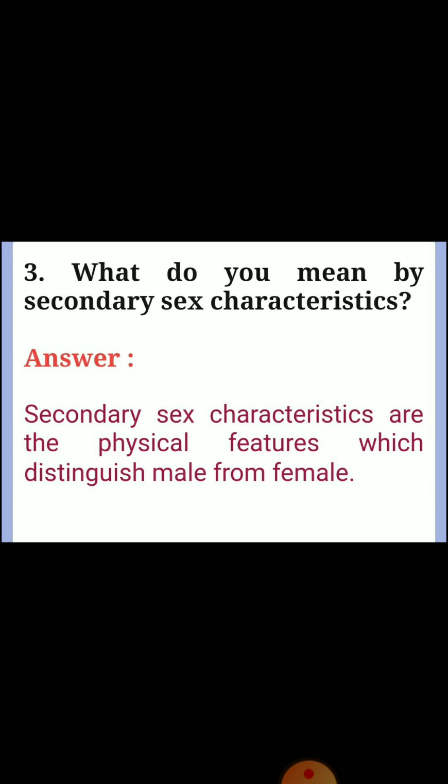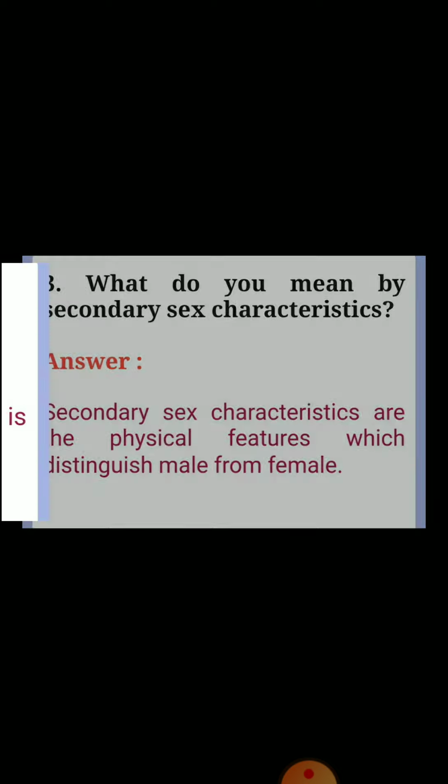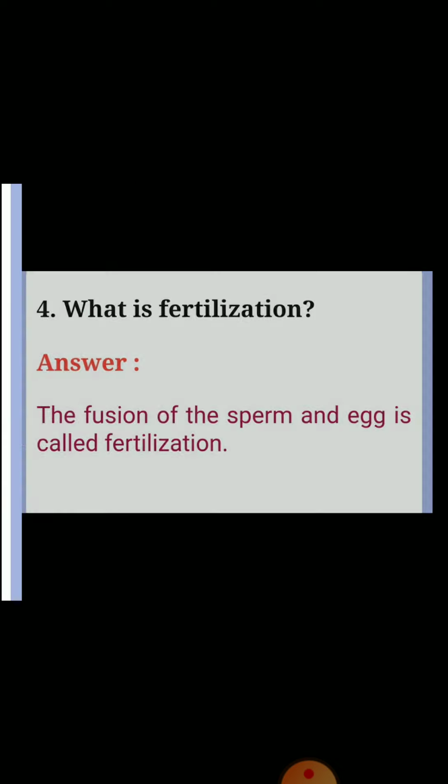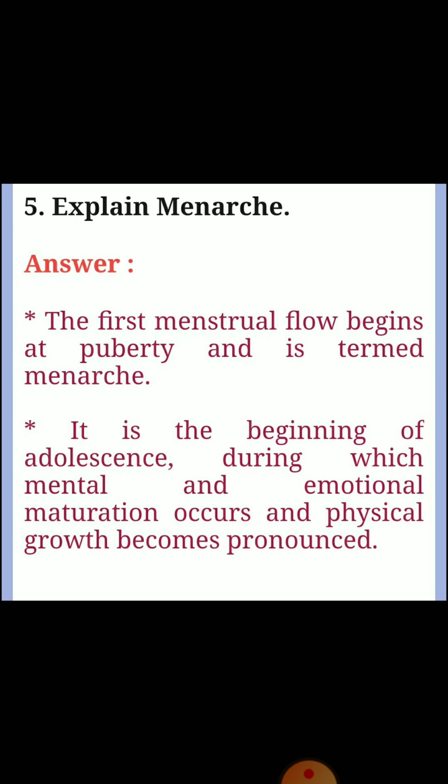Next, third one, what do you mean by secondary sex characteristics? Answer, secondary sex characteristics are the physical features which distinguish male from female. Fourth one, what is fertilization? Answer, the fusion of the sperm and egg is called fertilization. Fifth one, explain menarche. Answer, the first menstrual flow begins at puberty and is termed menarche. It is the beginning of adolescence during which mental and emotional maturation occurs and physical growth becomes pronounced.